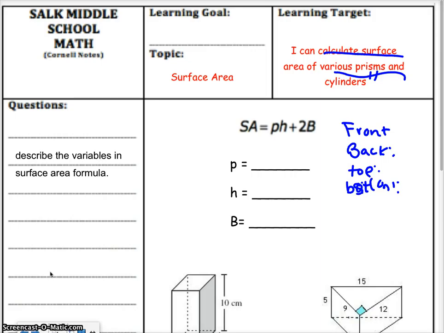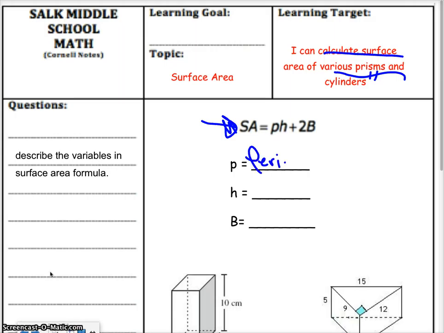In 7th grade, you actually use a formula to calculate it. And I'll derive it for you here in a minute. But this is the formula you will receive to use as a resource. So surface area equals Ph plus 2B. What do these variables mean? Any ideas on what P means? Perimeter? Heck yes! Perimeter of the base. P is perimeter of the base.